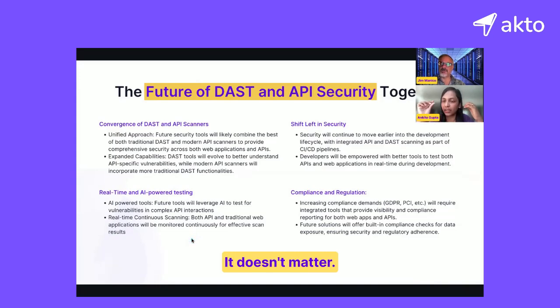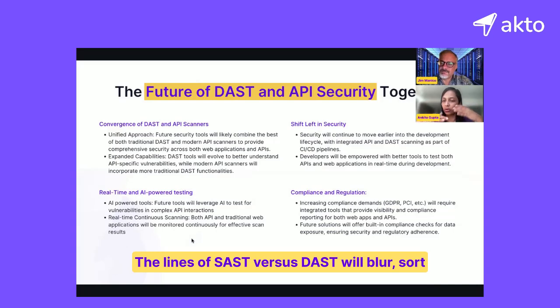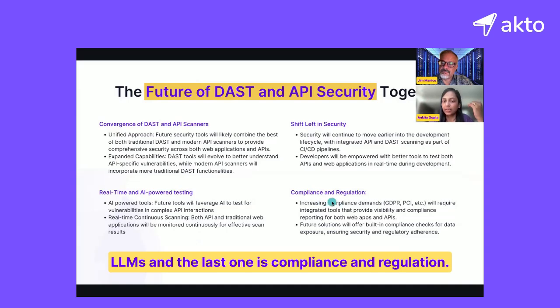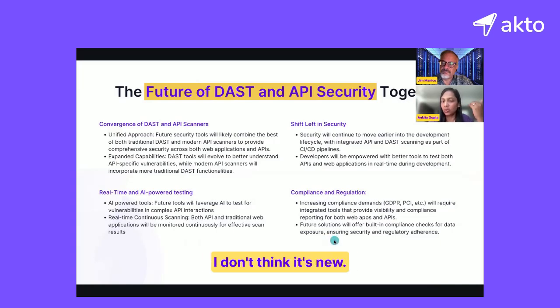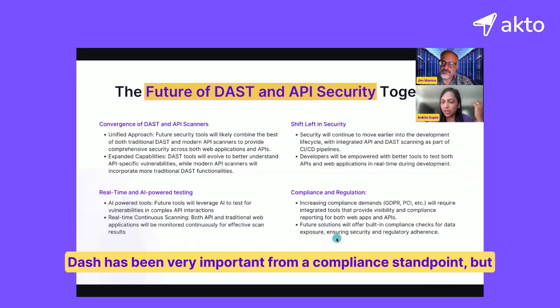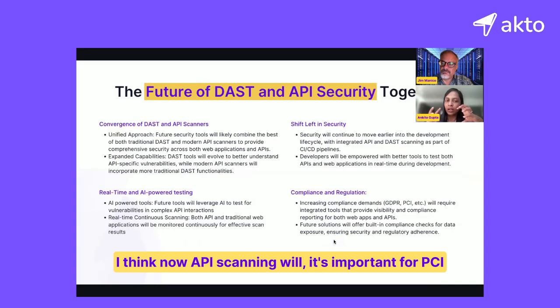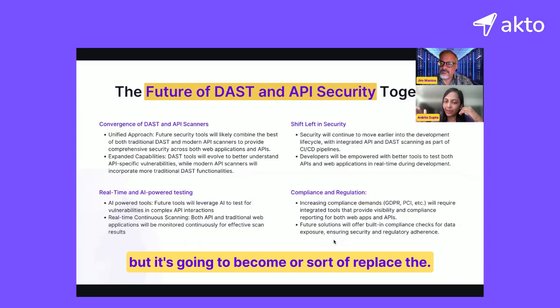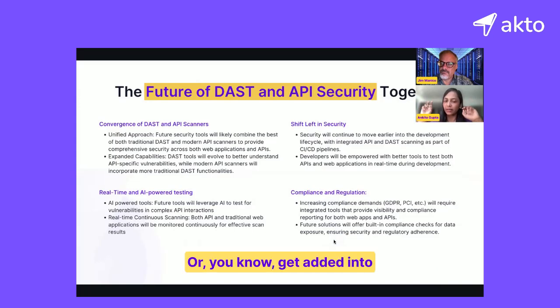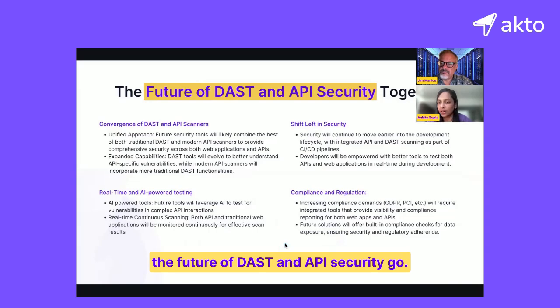It doesn't matter. The lines of SAST versus DAST will blur, and you can do so much with just LLMs. And the last one is compliance and regulation. It's always been there. I don't think it's new. DAST has been very important from a compliance standpoint. But I think now API scanning, it's important for PCI, but it's going to get added into the DAST category for compliances. So these are the four areas where I see the future of DAST and API security go.